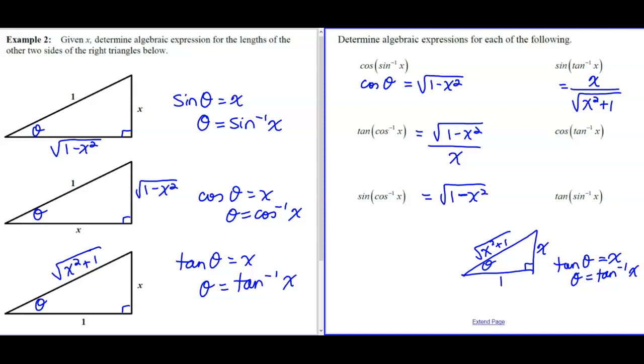Or I root x squared minus 1. Yeah. Okay, so this tan inverse of x was from that same triangle. Now I'm doing cos. So cos of that angle is adjacent over hypotenuse. So that's 1 over root x squared plus 1. And again, I don't rationalize it.